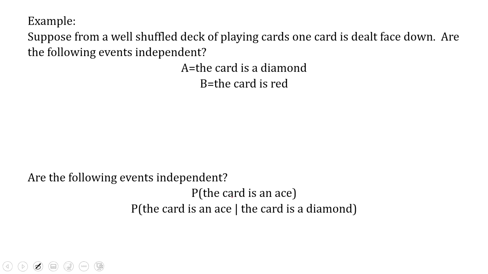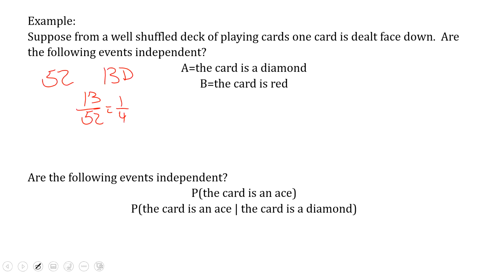if they're the same, if they're independent, the probabilities would be the same. And when we think about a deck of playing cards, remember there are 52 cards in a deck, and there are 13 diamonds. So dealing one card, the probability of A, the card being a diamond, is 13 over 52, which works out to be 1 over 4.